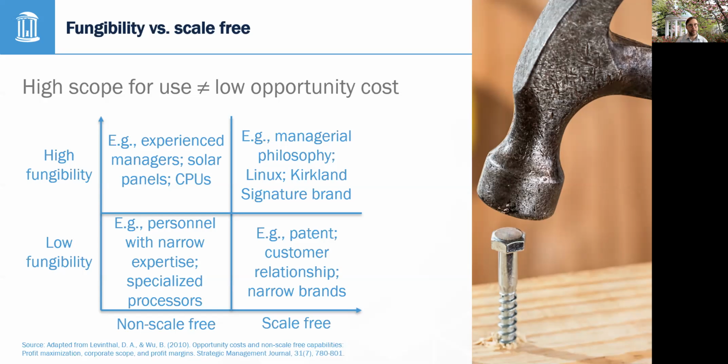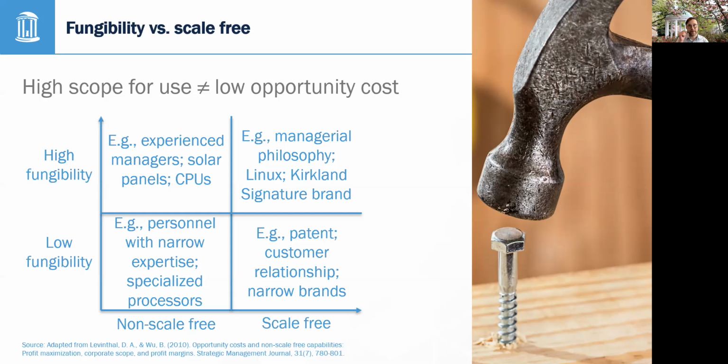I'll start on the right side of this figure, talking about scale-free resources. Scale-free resources do not have opportunity costs. That could include things like a brand name. The Kirkland Signature brand, if Costco adds that to champagne, it does not require removing that name from dog food. You can sell both of those products with that brand name, and there's no physical limit on how broadly it's applied.